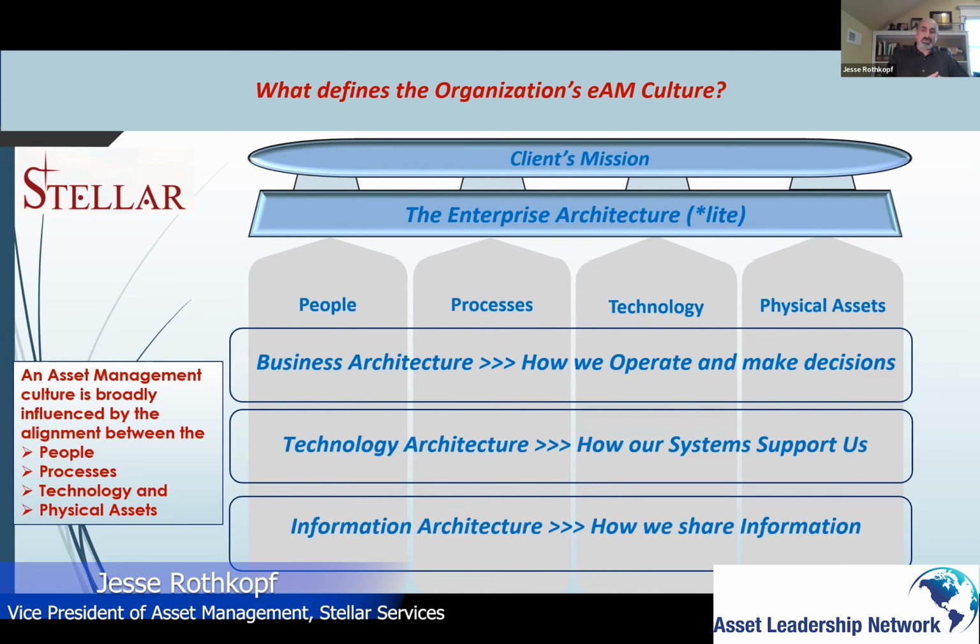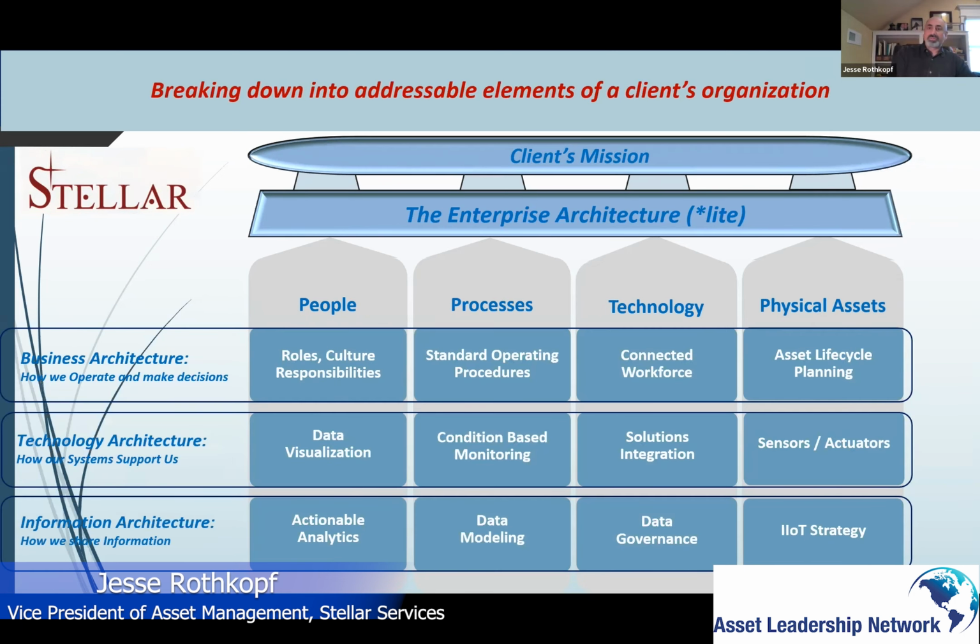But when talking to a leader in a public infrastructure organization, just try to focus on this picture because it presents a way for them to see how these four columns and these architectures really create the culture of the organization. If you want to break that down into the addressable elements of that organization, you can look at it this way. If you're talking about the intersection of people and business architecture, that might be talking about the culture itself or the roles and responsibilities.